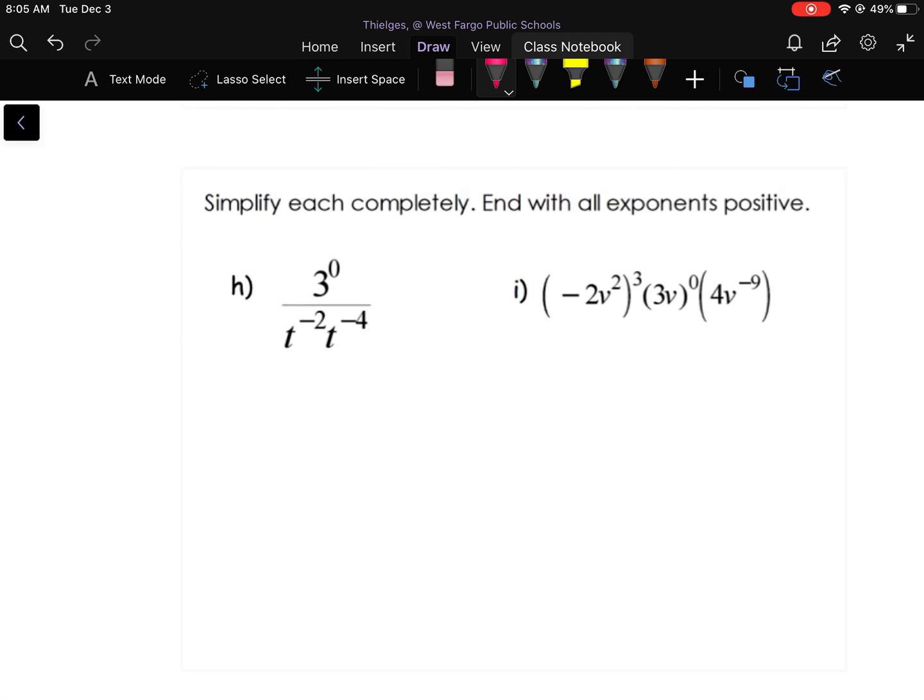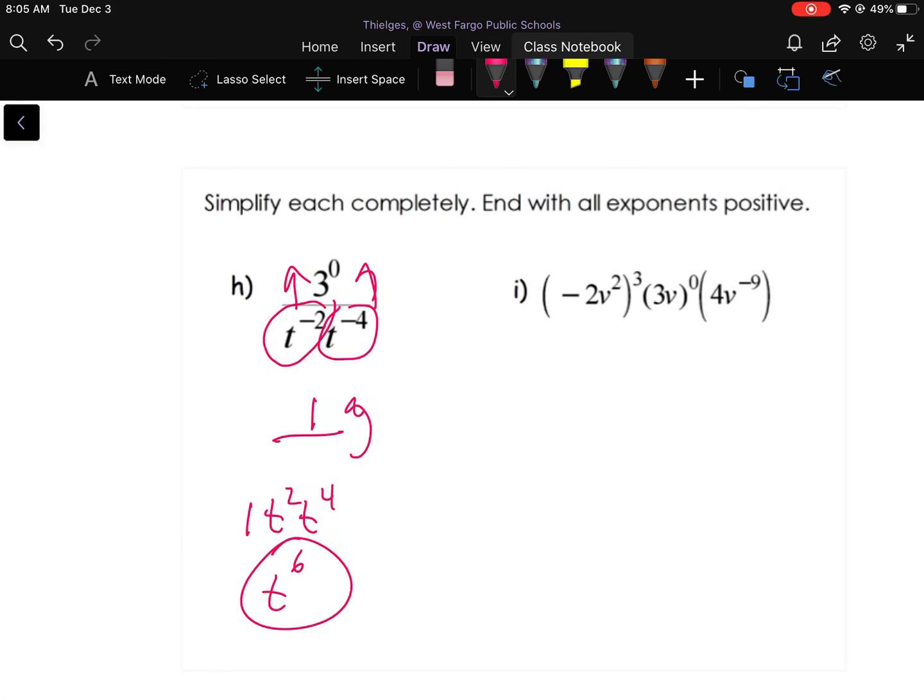Okay. 3 to the 0 power, just the top part's going to become 1. These two are both negative exponents, so they're going to move up. So they're now up on the numerator, so I've got 1 t to the 2nd, t to the 4th, which leaves me with t to the 6th, because I got 2 here, 4 here.